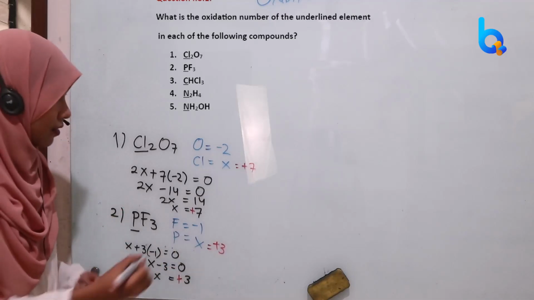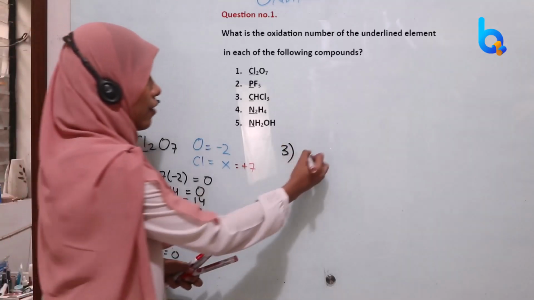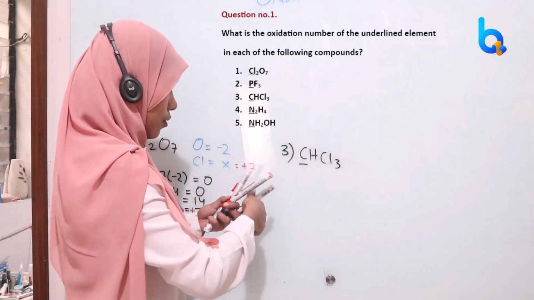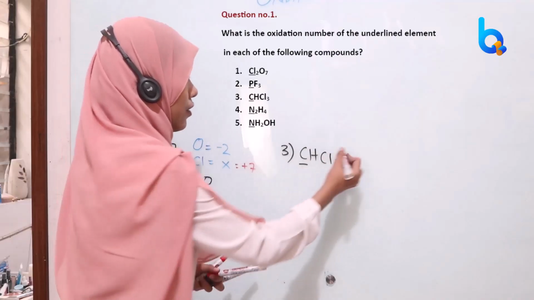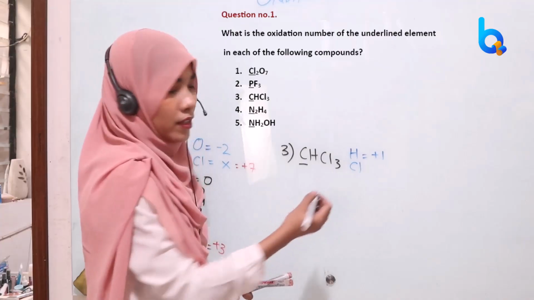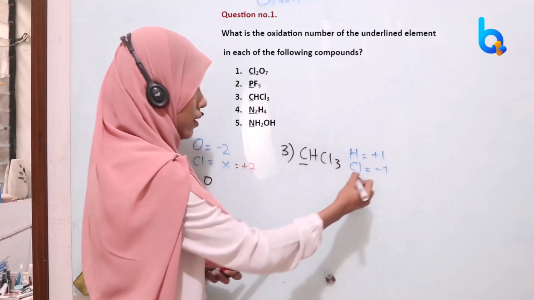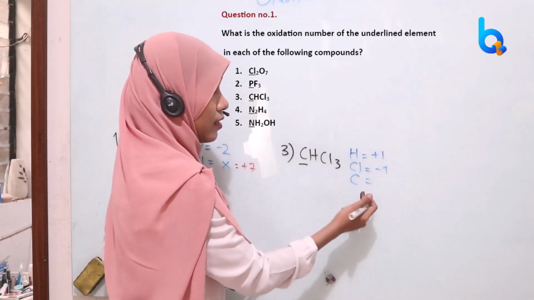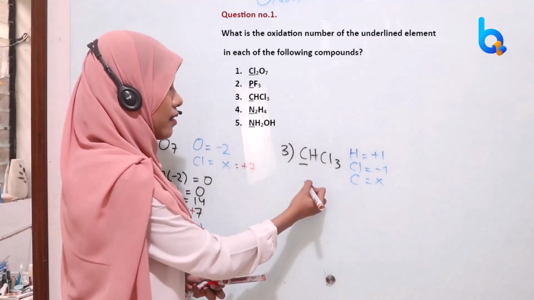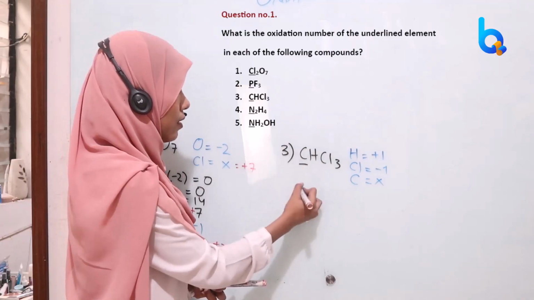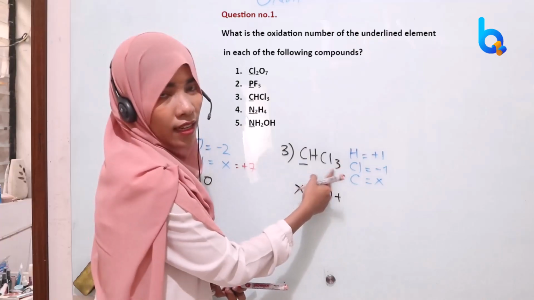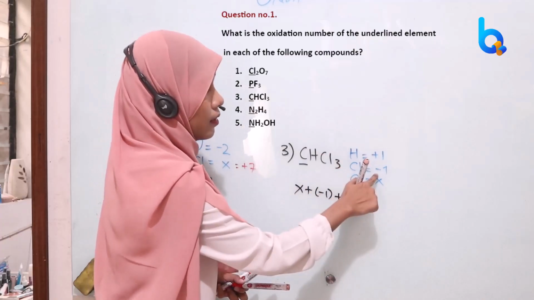Clear? And then next, number 3. We have CHCl3, the underlined element here is C. From the previous rule, hydrogen has oxidation number +1, and chlorine, because it is group 7, has oxidation number -1. And we still don't know for the C, so just let C be X. So let us add the oxidation numbers together. So C, which is X here, plus the hydrogen, plus there are 3 Cl here, so you write 3 times Cl, which is -1.